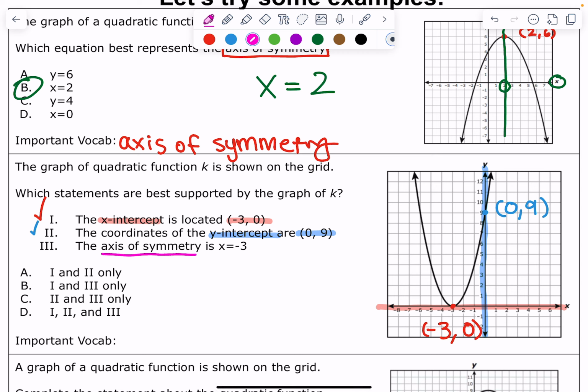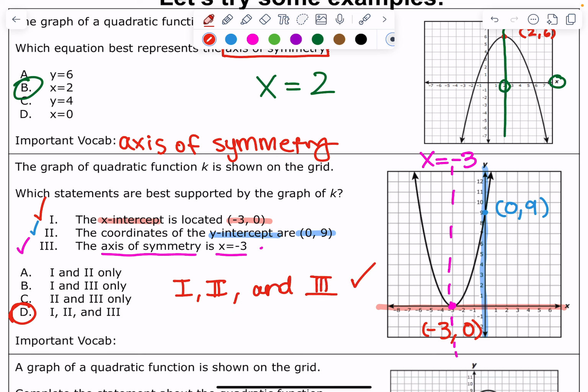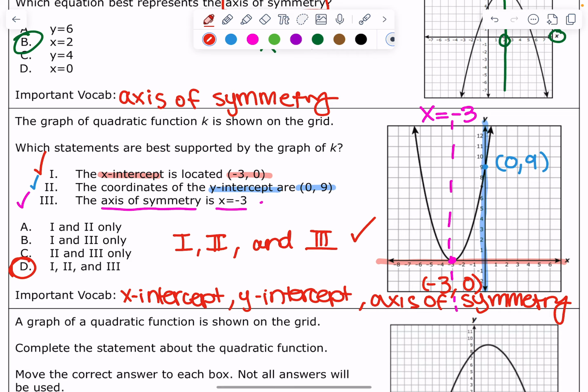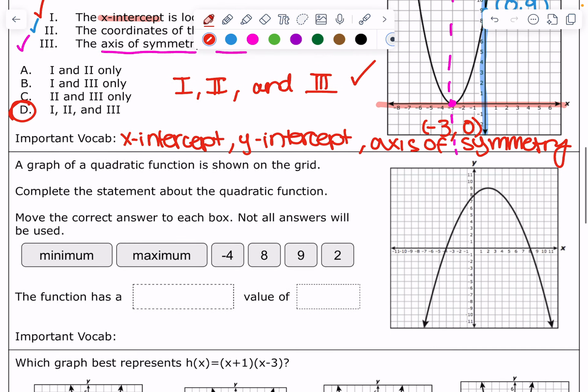Now, if I check axis of symmetry, I have to find the vertex and I have to cut the graph in half. If I cut the graph in half, I'm touching x equals -3. X equals -3. This is also true. So 1, 2, and 3 are good. So my answer would be D. And in this situation, you have a lot of important words. You have x-intercept, y-intercept, and axis of symmetry. Now that we get into quadratic key features, you're going to have a lot more vocabulary, meaning we're going to practice all of this vocabulary.